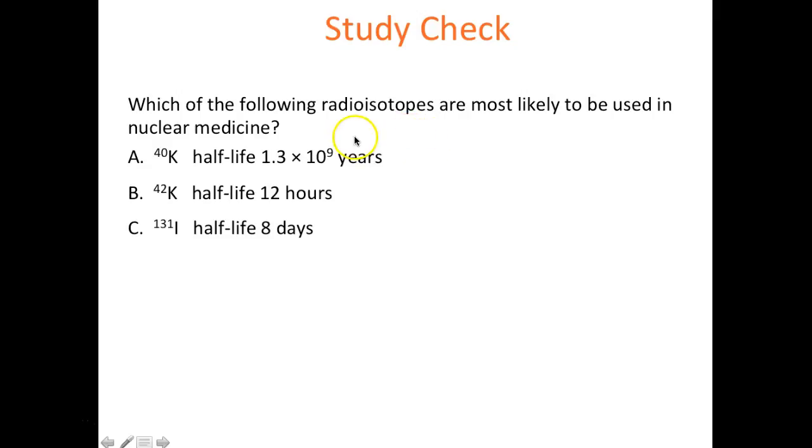In this study check, it says, which of the following radioisotopes are most likely to be used in nuclear medicine? So this has a half-life. Potassium-40 has a half-life of 1.3 times 10 to the power 9, and that's too long, so no. Potassium-42, half-life of 12, and iodine-131, half-life of 8. So both B and C are viable to be used in nuclear medicine.